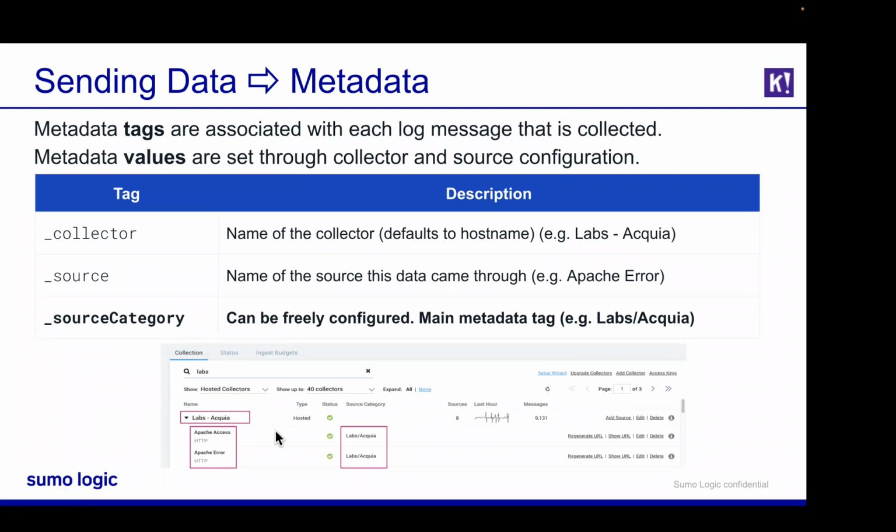What you're seeing on the screenshot here is we have expanded an actual collector, and there are actually 8 sources defined, but we only have a screenshot of 2. But it also tells you here: I'm looking at the actual collector name, how many sources are defined under it, any activity in the last hour, and any messages.